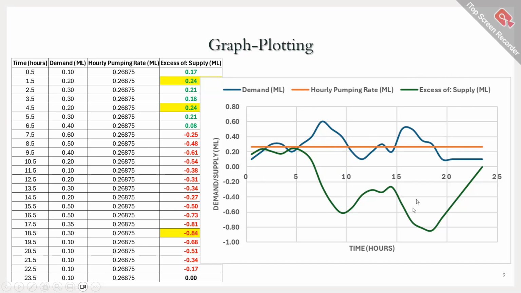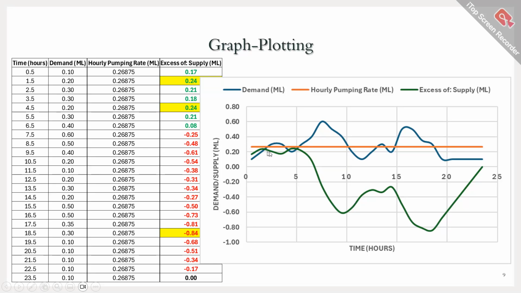Now this green line is the excess of supply. So the excess of supply is the difference between the cumulative supply and cumulative demand. So you can see the green line is moving around the y equals to 0 line. So this is the y equals to 0 line. This side is negative and the top side is positive.